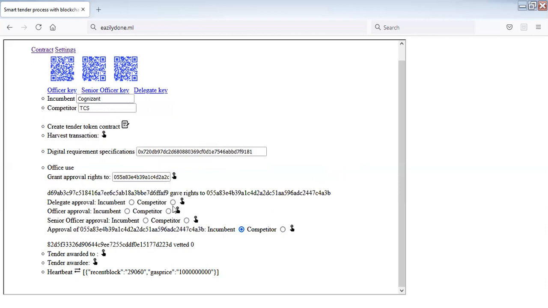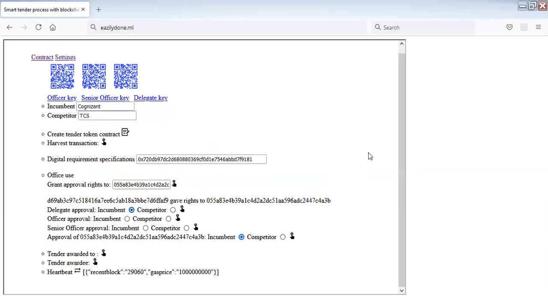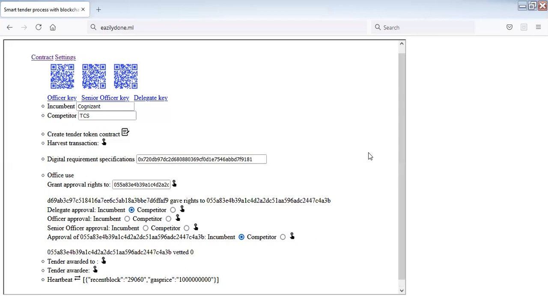So the delegate will provide their choice by voting for a supplier which they believe should be considered for awarding of the tender. Here we see their choice has been recorded.